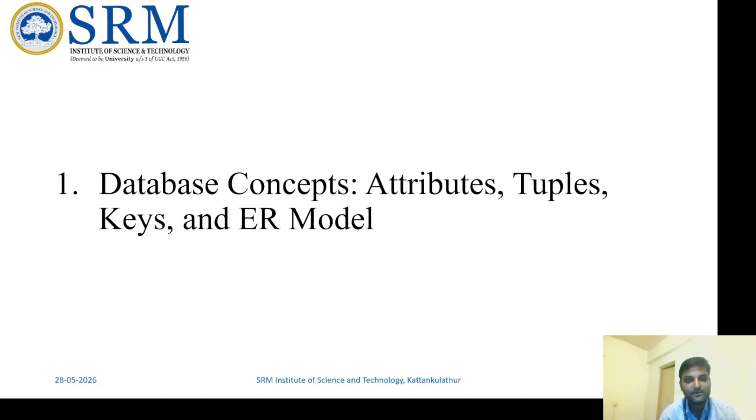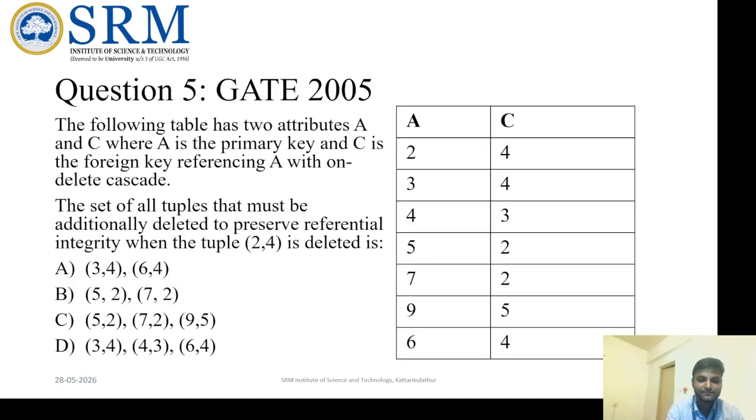And now I am continuing from my previous lecture on the same topic, that is the first part of the GATE syllabus: database concepts, attributes, topics, keys, and ER model. Now I'm starting with question number 5, which is a GATE question from the year 2005.